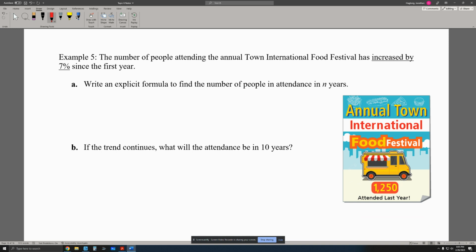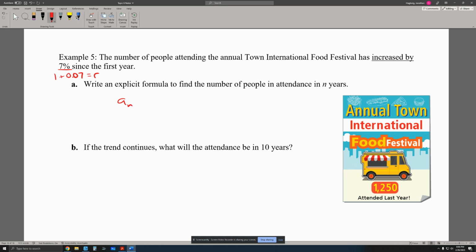Okay, so example 5, here we have the number of people attending the annual Town International Food Festival has increased by 7% since the first year. Let's write an explicit formula to find the number of people in attendance in n years. Okay, now because the model is increasing by 7% in the first year, we know that an increase is going to be 100% plus the 7% increase. So this would be 0.07 plus 1. Okay, so that tells us that's equal to that rate increase. So this is going to be our common ratio r.